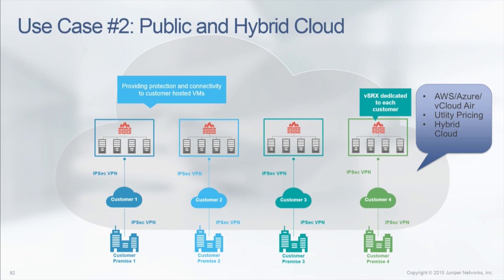Essentially, all the tenants that are hosted in the cloud, you can put a virtual firewall in front of that, and essentially that serves as the perimeter gateway, providing firewall or any kind of advanced security services, IPS, AppSecure, whatever they want to have. In addition, you can use vSRX to create a hybrid cloud environment because we support IPsec VPN. So essentially, you can create a secure connectivity between the applications that are hosted in the cloud and the applications that you have in your on-prem. So this allows you to create a hybrid cloud as well.